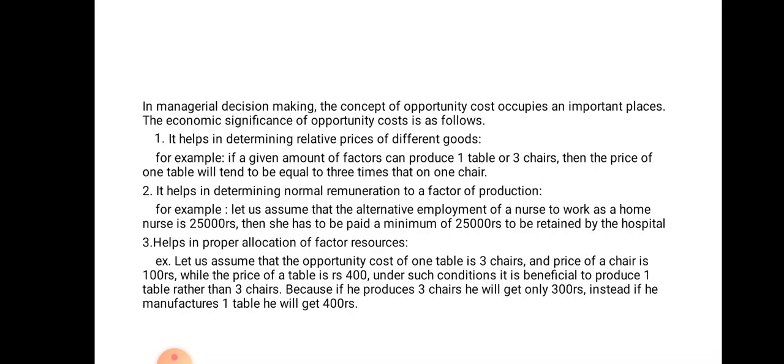So it is beneficial to produce one table rather than 3 chairs, because if he produces 3 chairs, he will get only 300 rupees. The selling price of one chair is 100 rupees. So for 3 chairs it will be 300. But if you sell one table, you can get 400 rupees. So that is better, to sell one table and get 400 rupees instead of selling 3 chairs and getting 300 rupees. You can get 100 rupees extra by selling one table. So that is how it helps in proper allocation of factor resources.